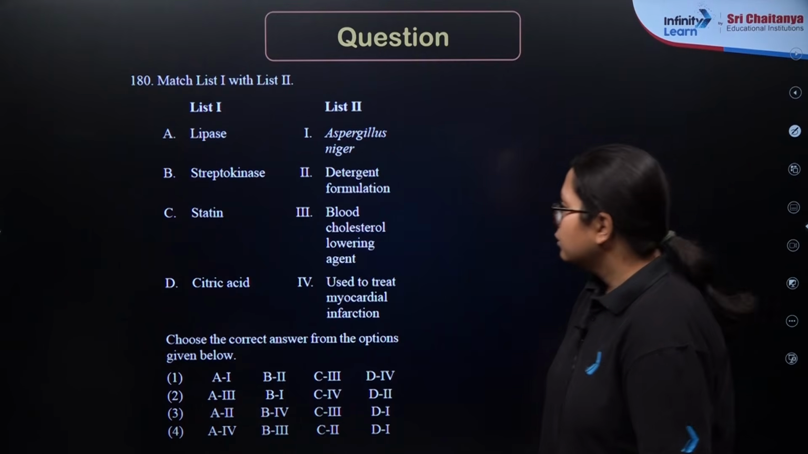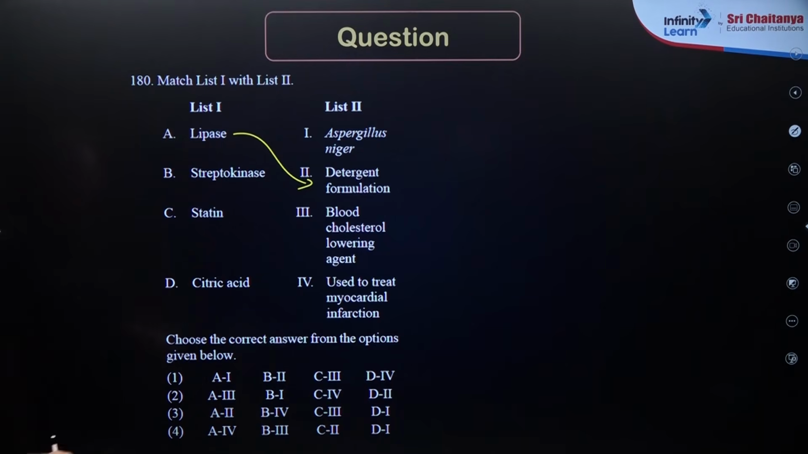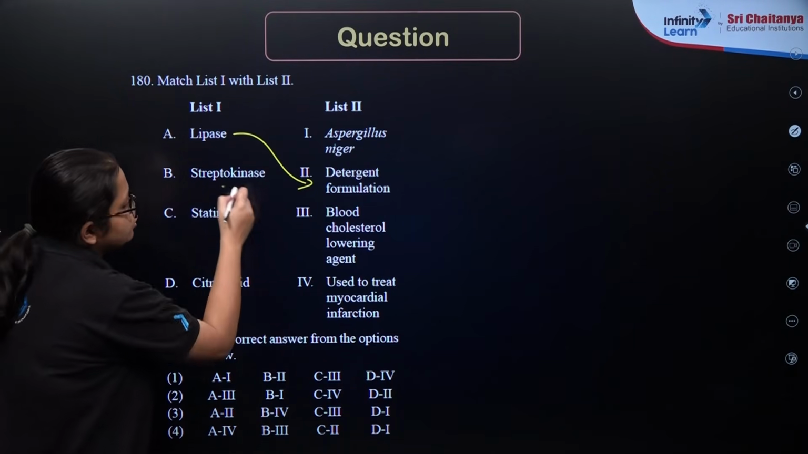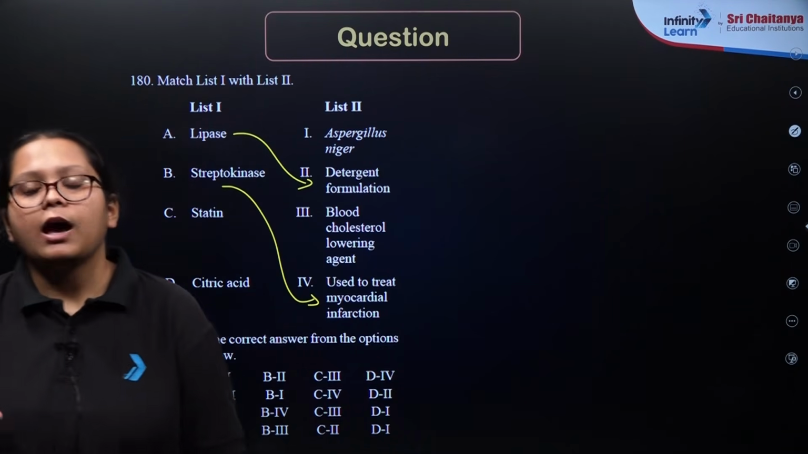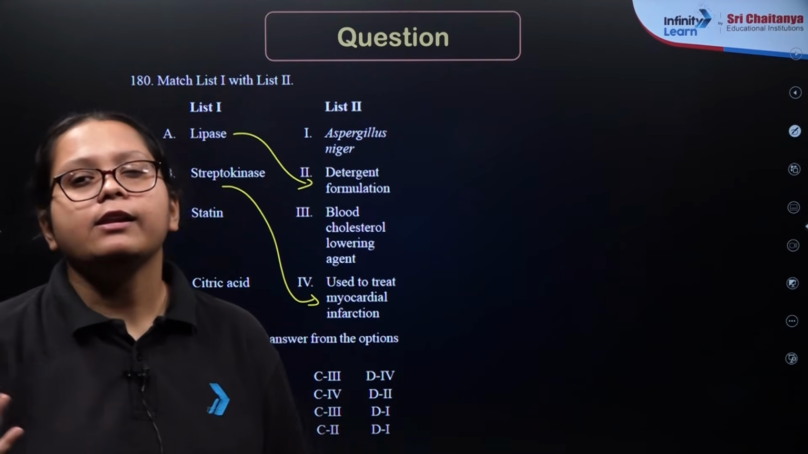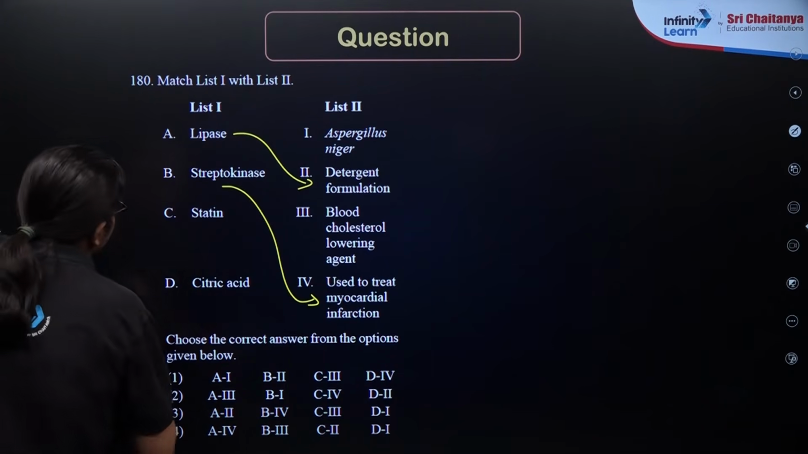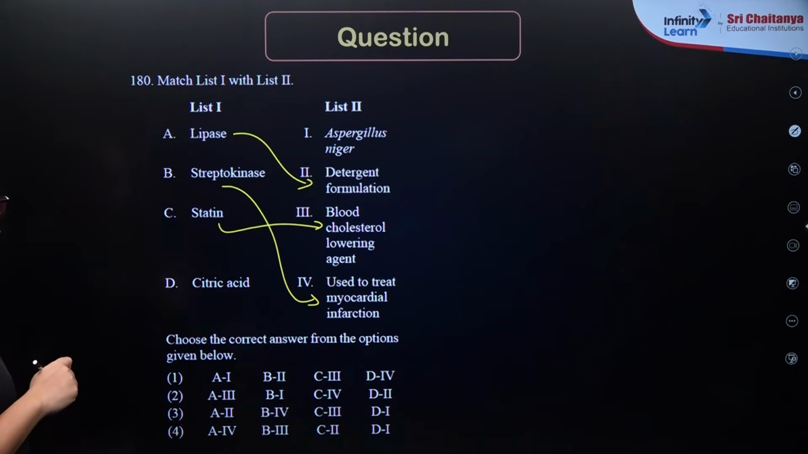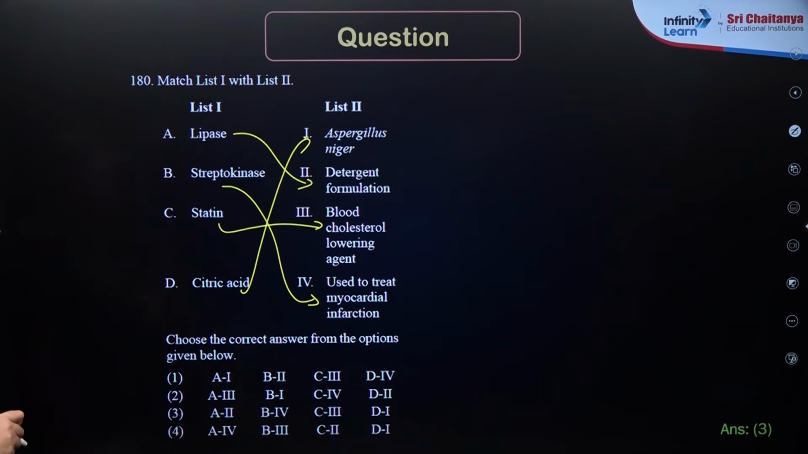Okay. Next question, the last one. We have to match here. So lipase is used for detergent formulation. Streptokinase is used for removing blood clots, means it is used to treat myocardial infarction. Myocardial infarction basically happens when the amount of blood flow becomes very less in heart, and that is mostly caused by blood clotting. So this can be used to treat that. Statin is used to lower the blood cholesterol level. Citric acid, we get citric acid from Aspergillus niger. Okay, so the answer is third one. Third is the correct match.